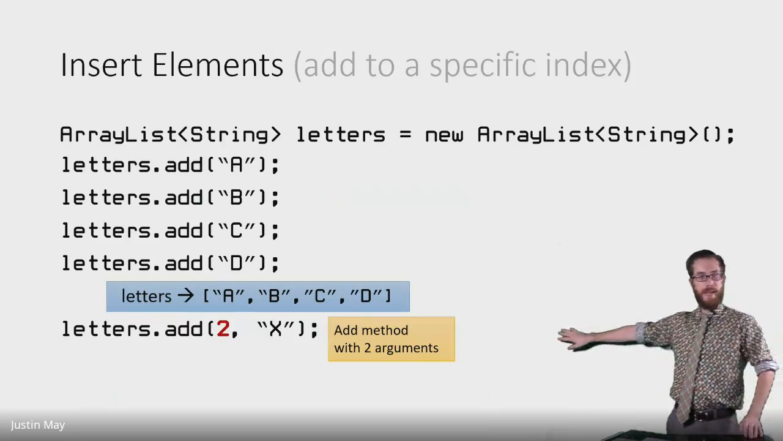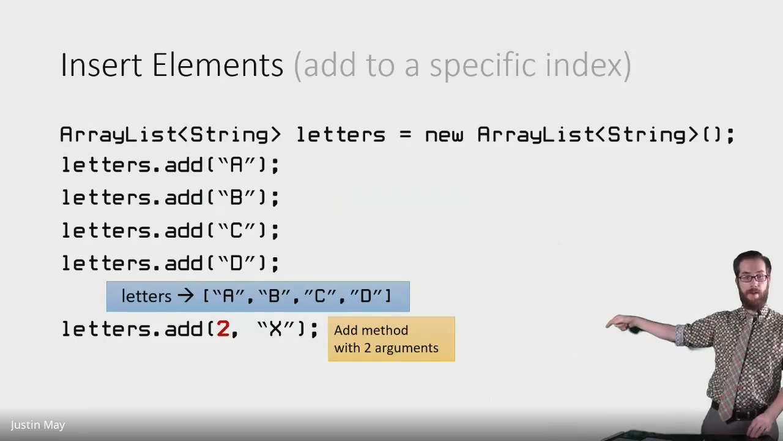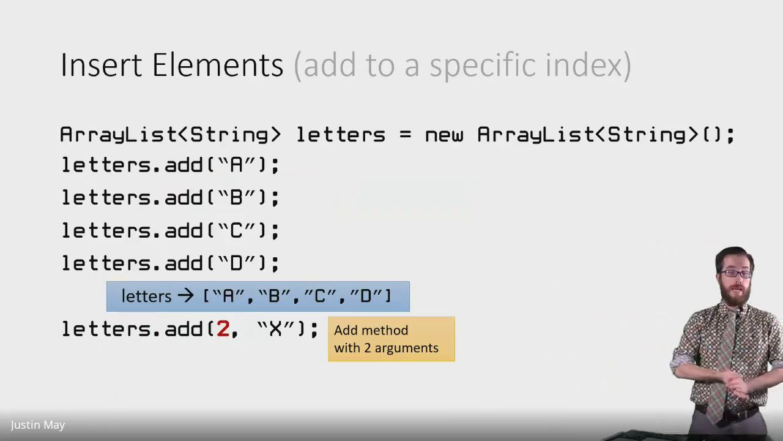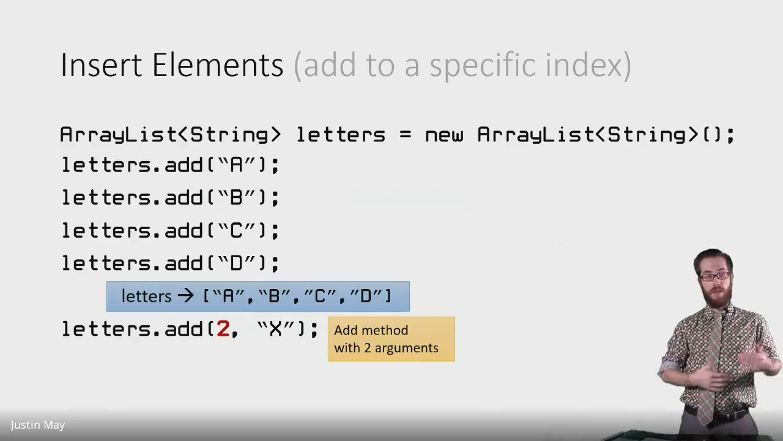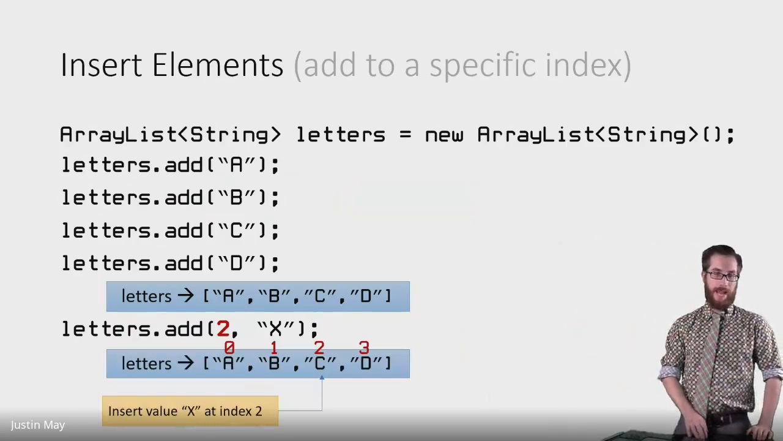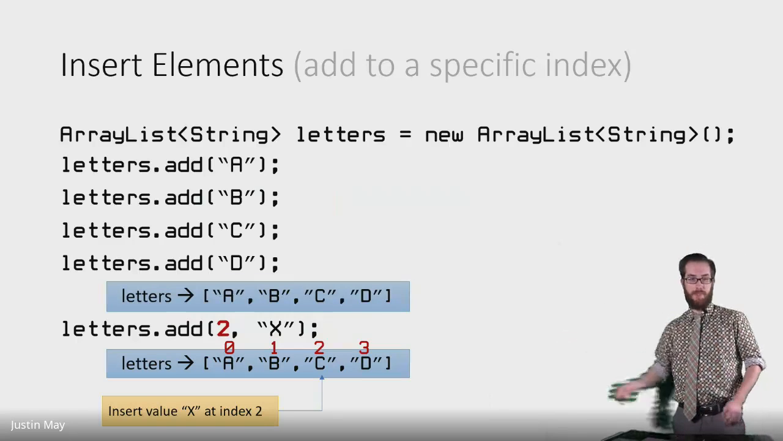If I say letters.add(2, "x"), so I'm passing it 2 arguments. The first one's a number, an index, and the next one is the thing I want to insert. It's going to insert that string x at index 2. So when it's done, the value at index 2 will be x. So the first thing that happens is we're going to look at what are the indexes of A, B, C, D. We find index 2, that's where the C is.